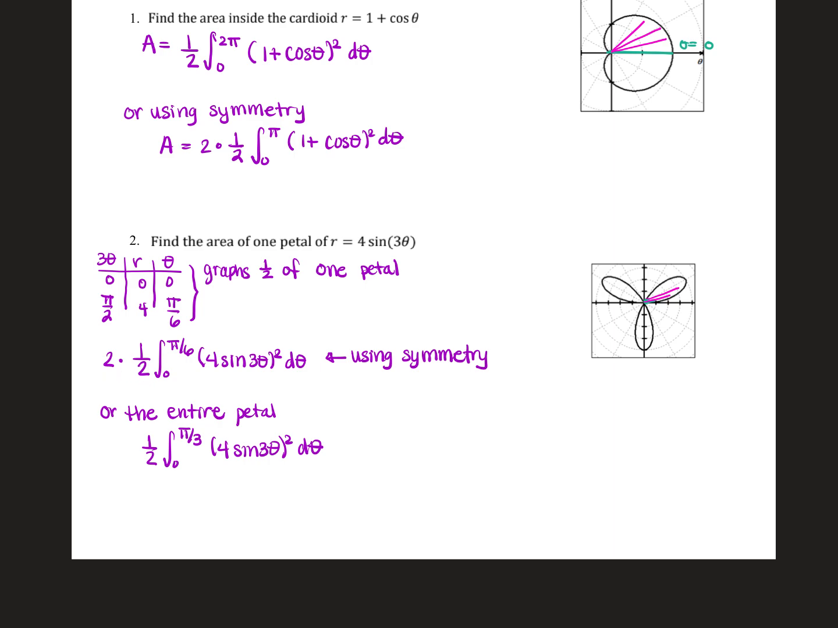Another way to do it is if we want to do the entire petal. Remember, here is telling you the important things. Things are happening every pi over 6. So here's where we are at 0, pi over 6, 2 pi over 6, which is pi over 3. So if I want to go through the entire petal, it'd be from 0 to pi over 3.